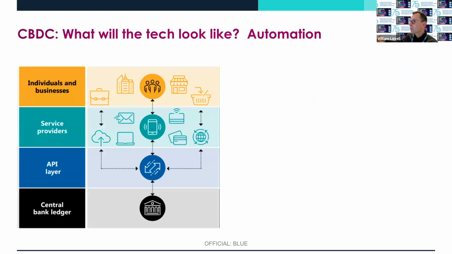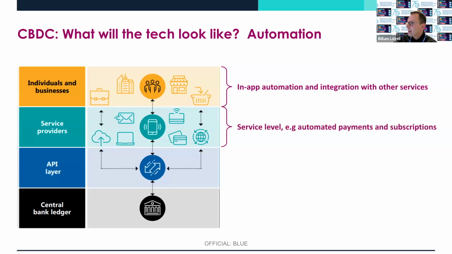So this is how we think about it. Starting off with in-app automation and integration with other services. So just the ability to trigger payments based on other events from other services that you might be connected to, like delivery services like we saw earlier on. But then integration with service level payments, so automated payments and subscriptions, maybe micro payments. Imagine subscribing to some sort of journal where you paid for each page that you read. Not really possible with the charging structure we have at the moment, but potentially possible with a digital pound.